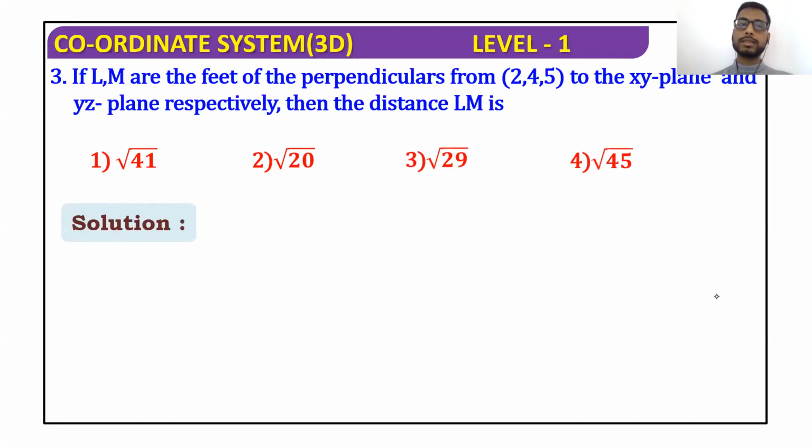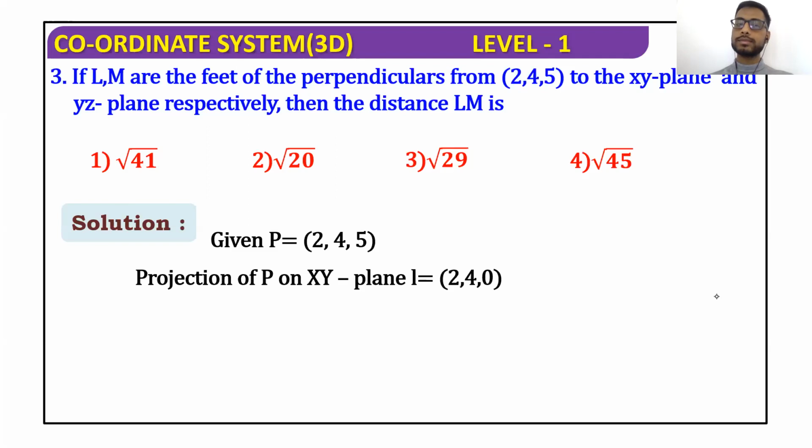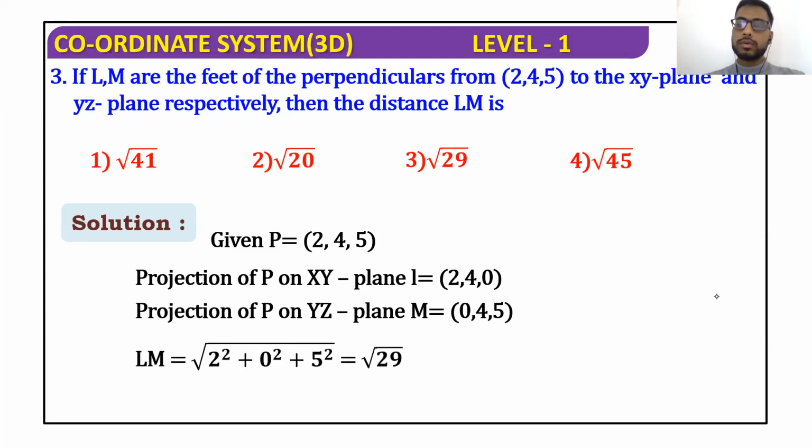So let's see how the solution is. Point P is given. Remember that projection is equal to your perpendicular. Projection of P on xy plane is going to be 2, 4, 0. It's xy plane, so only x and y coordinates are considered. Similarly, on yz plane, it's going to be 0, 4, 5. Apply distance formula and I get my answer. Just look at this question.